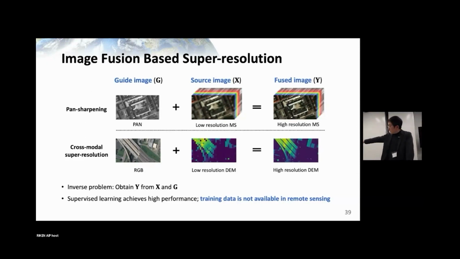Another more challenging task listed below is cross-modal super resolution. When the data modality is different, less correlation exists, so it's much more challenging. Supervised learning, of course, can achieve great performance, but the problem is, again, in our domain we cannot get ground truth, or we cannot get training data. We cannot get a high-resolution multispectral image. So an unsupervised or self-supervised approach is the key in our domain.